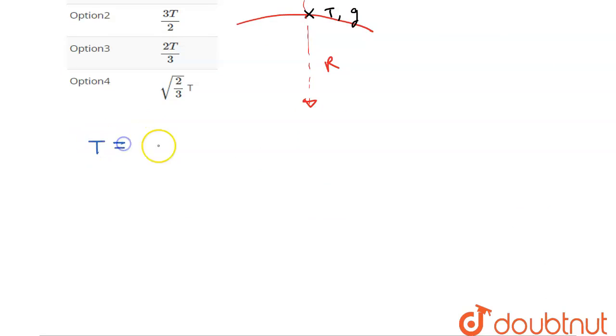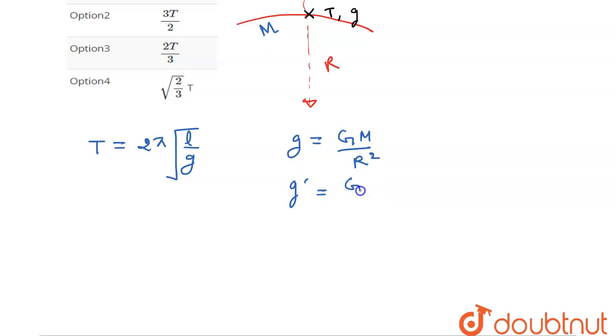So the time period at the surface will be 2 pi. The general formula for time period is 2 pi root over L over g. But the acceleration due to gravity is GM over R square, where M is the mass of the Earth. Now g dash is equal to GM over (R plus h) whole square.